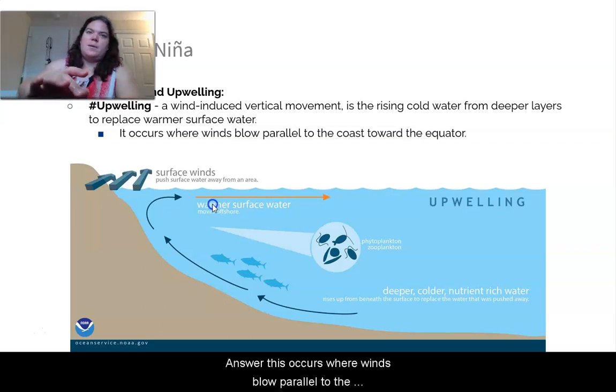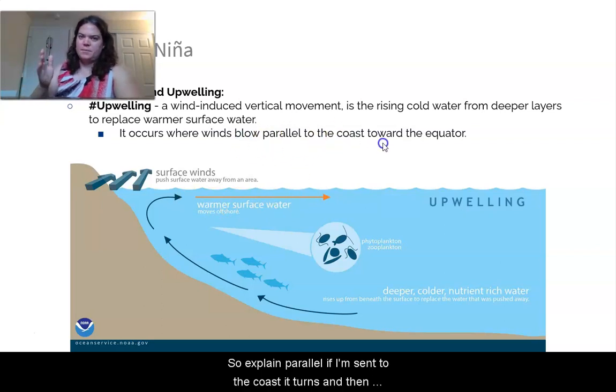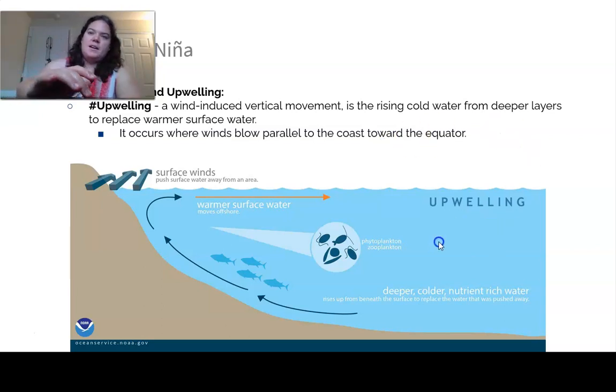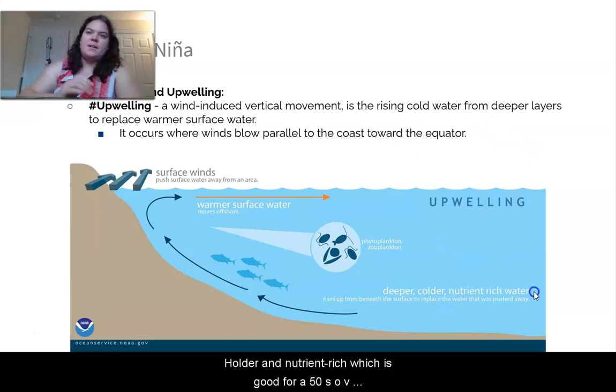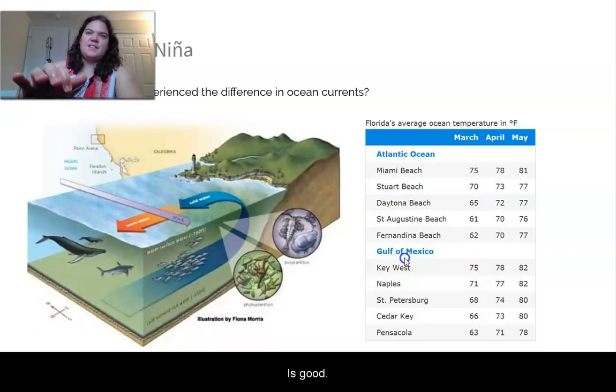And so this occurs where winds blow parallel to the coast towards the equator. So it's blowing parallel, it bumps into the coast, it turns, and then that upwelling occurs to replace that water. And this tends to be colder and nutrient rich, which is good for our fishies. So the fishies like it because then they get lots of food, which is good.